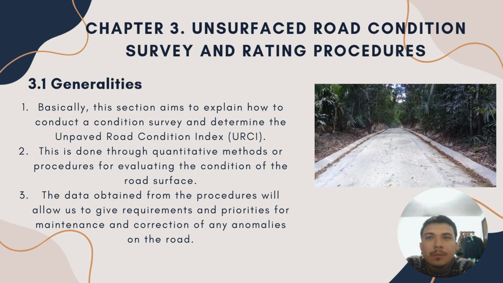For this third chapter, we cover the classification of unpaved road conditions. The general outline basically includes an explanation of classification methods, the calculation of the unpaved road condition index (URCI), and recommendations such as maintenance records and the number of annual inspections. It is emphasized that the data obtained will allow us to establish requirements and priorities for maintenance and restoration if necessary.